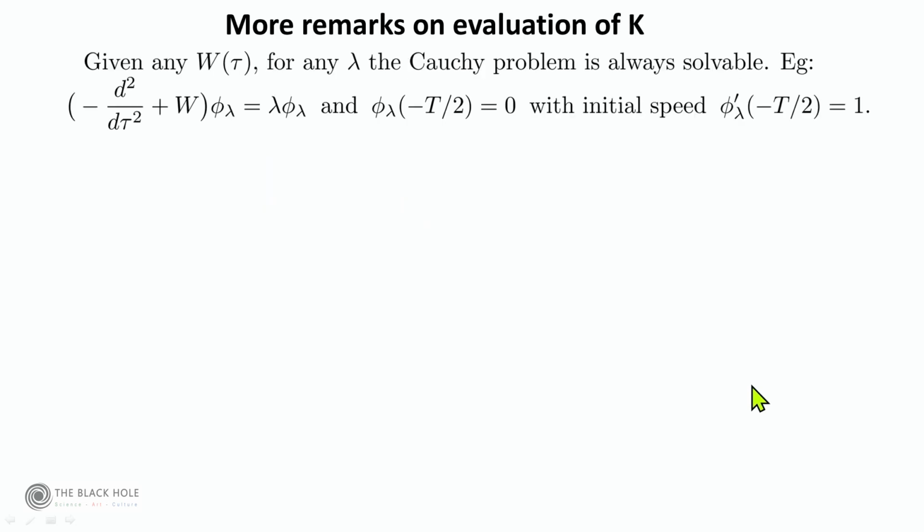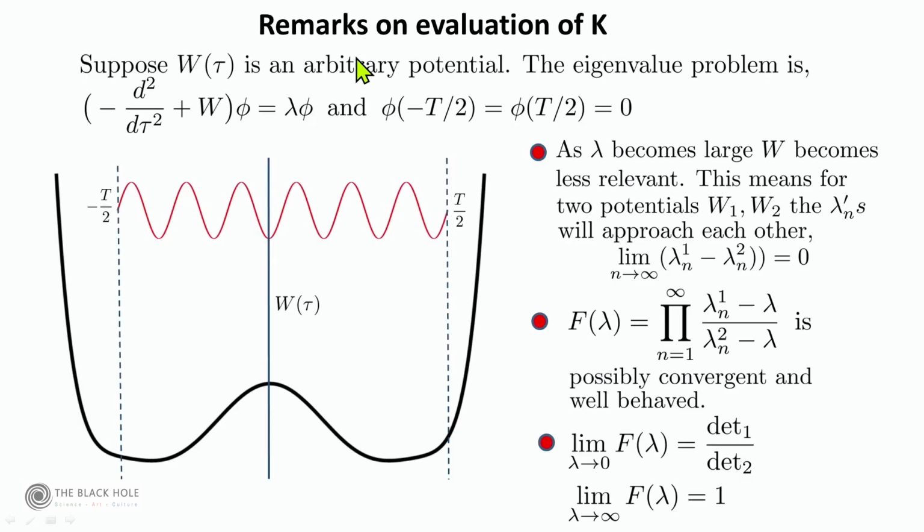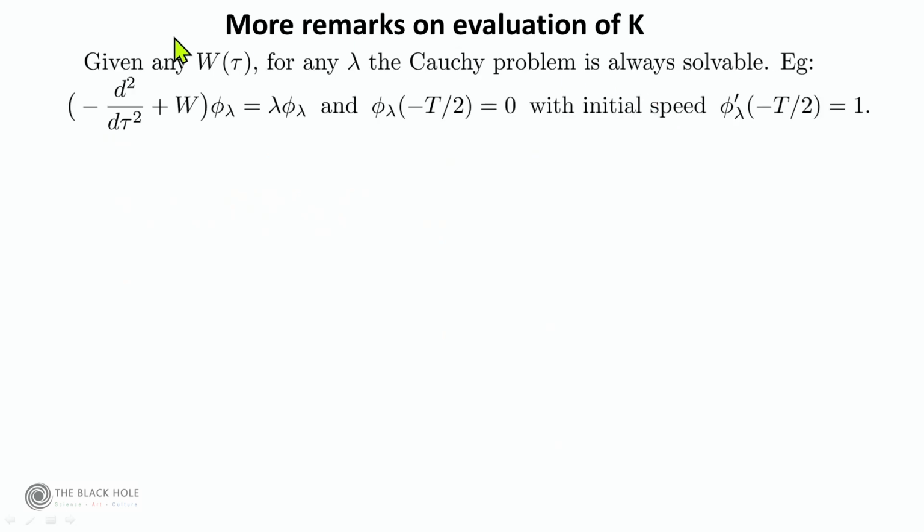Okay, now, given any potential, and for any lambda, let me go back and say that lambda over here is, of course, fixed by these boundary values, but this is the eigenvalue problem. The Cauchy problem is different from this. The Cauchy problem is that you want to solve this with some initial conditions, not boundary conditions, but initial conditions.